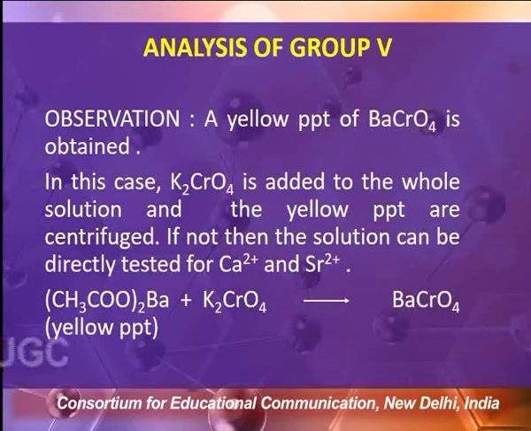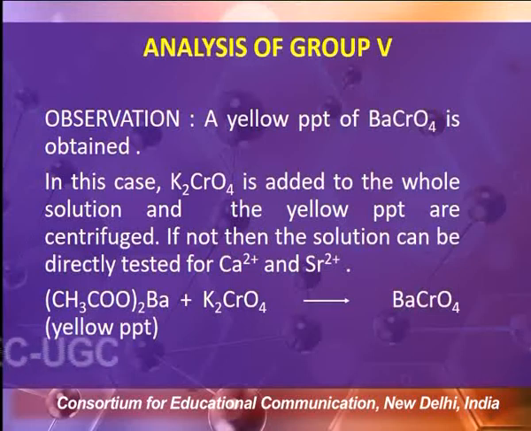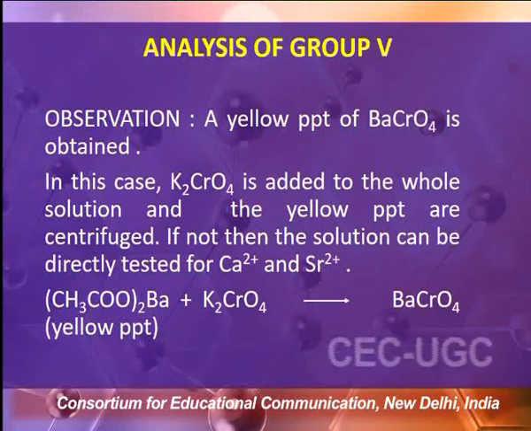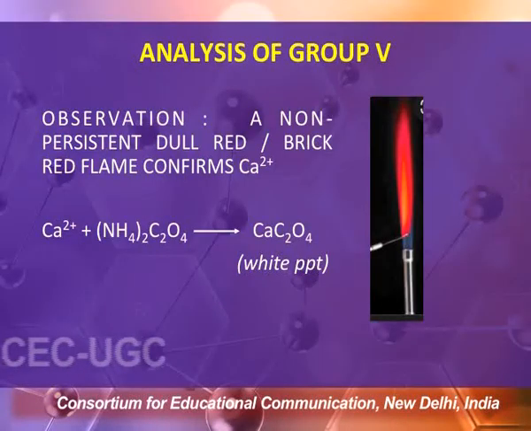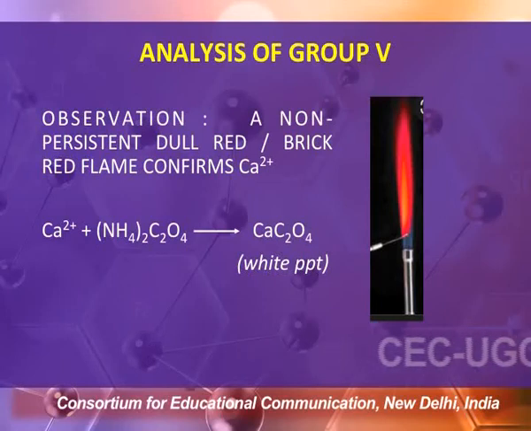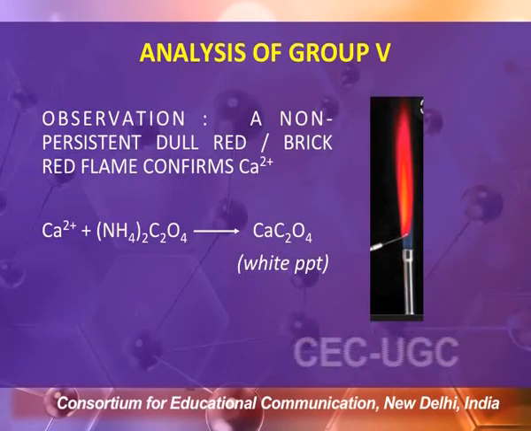So we assume that barium ions are there in the mixture and potassium chromate is added to the whole of the solution. So the yellow precipitate of barium chromate is obtained, wherein barium acetate reacts with potassium chromate to form barium chromate. This yellow precipitate is further confirmed for the presence of barium ions. A paste of this yellow residue is made in concentrated HCl and the flame test is performed with it with the help of a platinum wire.